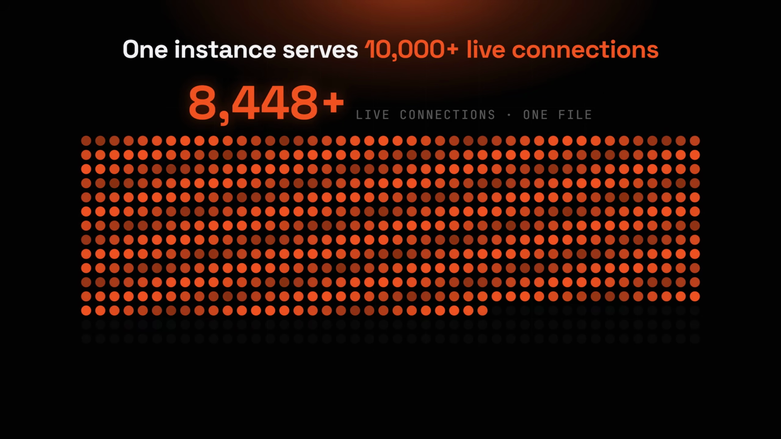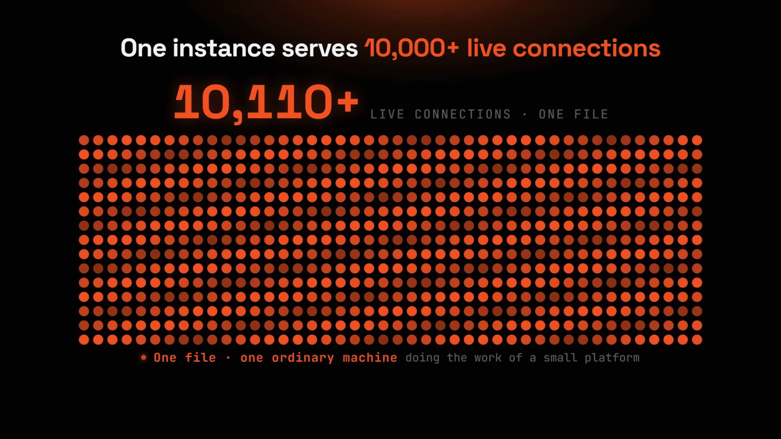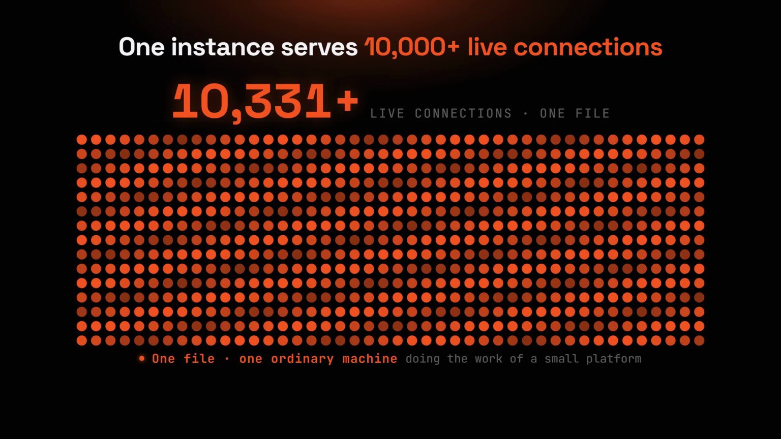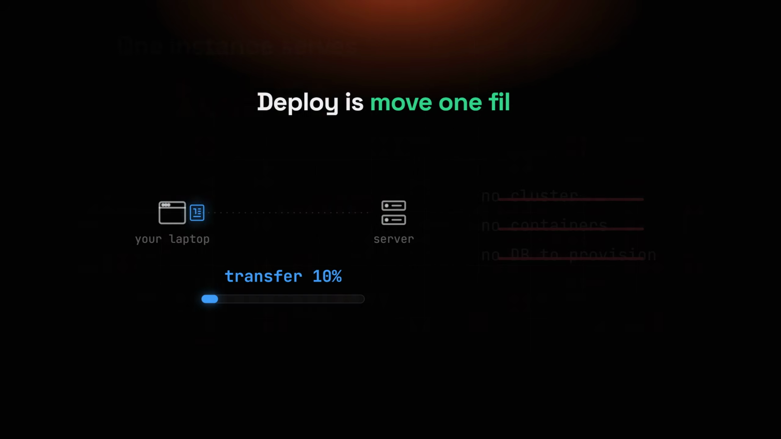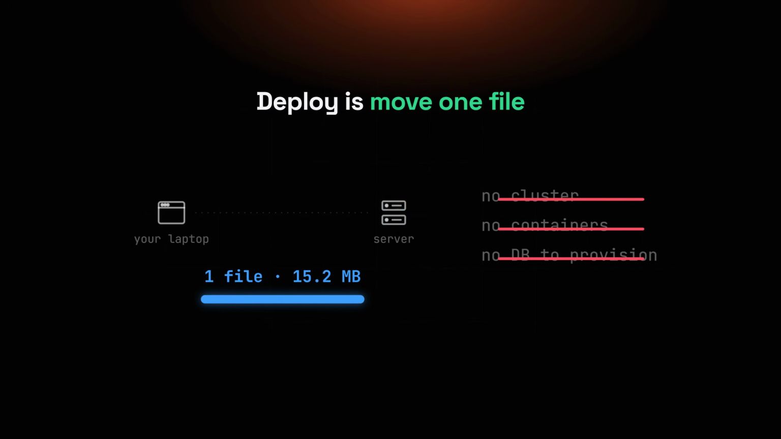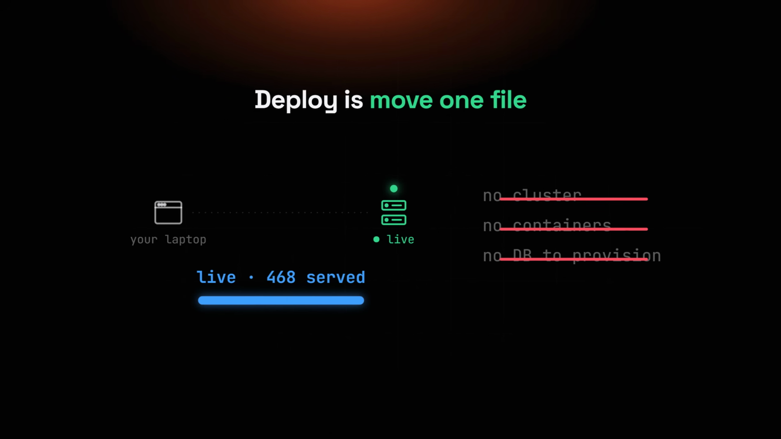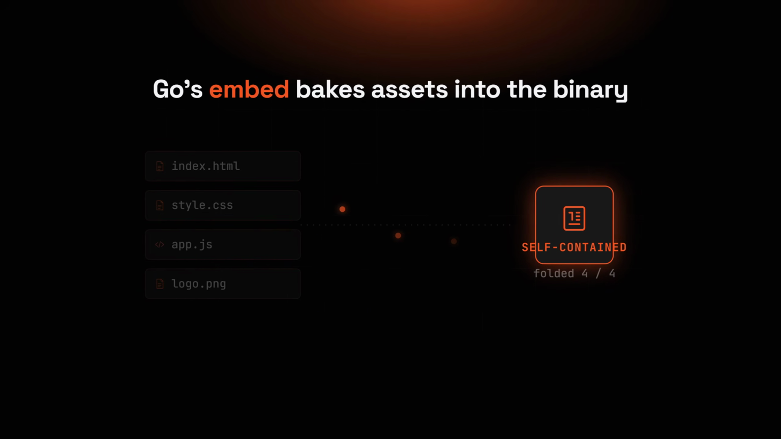Here is the number that surprised me. The project says one PocketBase instance can serve past 10,000 live real-time connections even before you tune anything. That is one file on one ordinary machine, doing the work of a small platform. Deploying matches the rest of it. You copy the single binary to a server and run it. There is no cluster to stand up, no container graph to orchestrate, no separate database to provision first. The entire ops story is move one file.